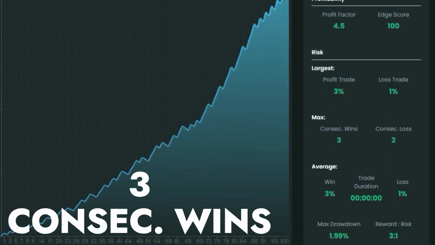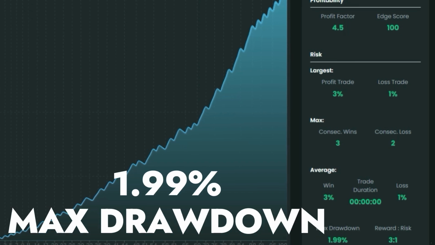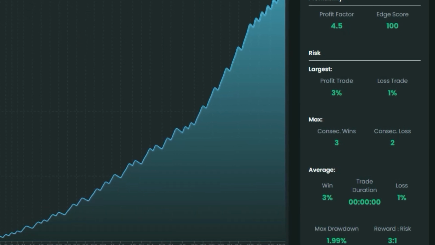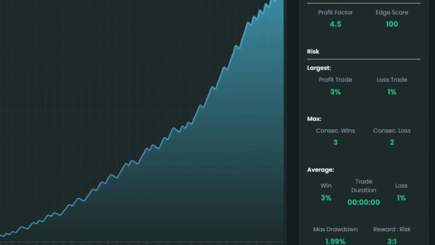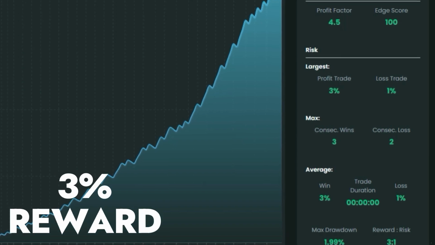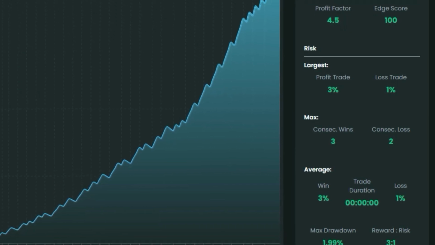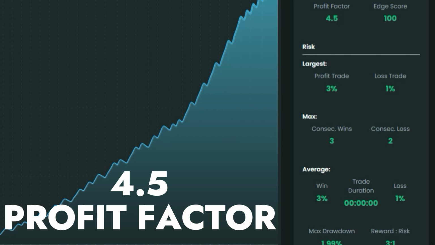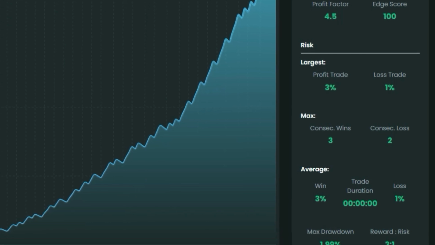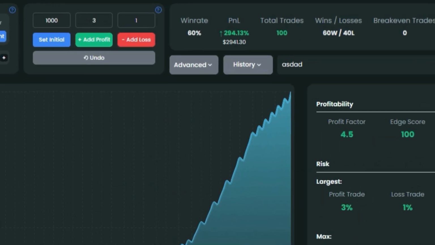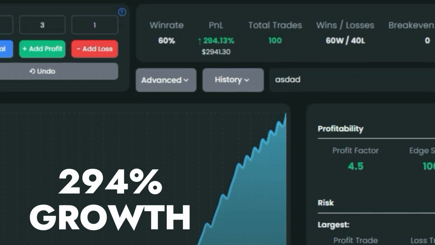The biggest dip in account balance was only 1.99%. We risked 1% of our account on each trade and aimed for a 3% profit. And get this, the profit factor was an impressive 4.5. By the end, our account grew by a whopping 294% over about 12 weeks.